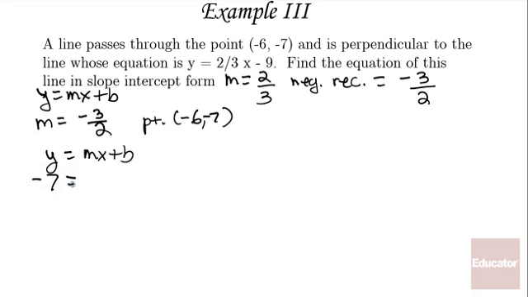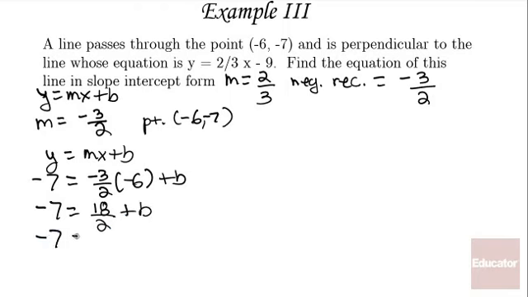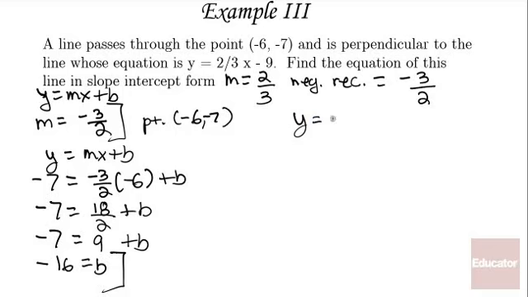Therefore, negative 7 equals negative 3/2 times negative 6 plus b. So negative 7 equals 18 over 2 plus b. So negative 7 equals 9 plus b. Subtracting 9 from both sides, I get that b equals negative 16. Now I have the two important elements I need to write this in slope-intercept form. I have the slope of negative 3/2, and I have the y-intercept.